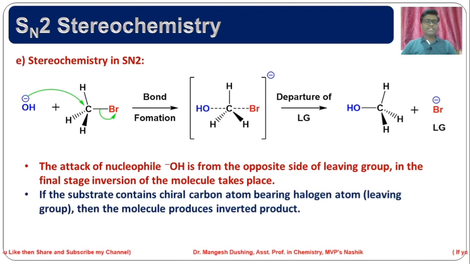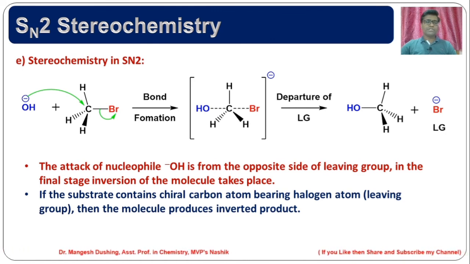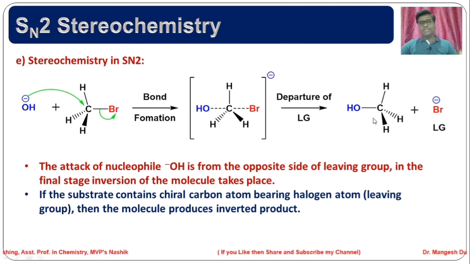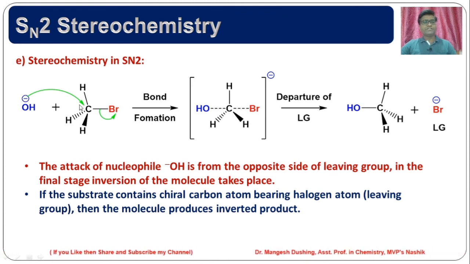So if this substrate contains a chiral carbon bearing a halogen atom as the leaving group, then the molecule produces an inverted product. Suppose this chiral carbon has R stereochemistry, then the nucleophile comes from the back side, so there will be inversion of configuration. It's like the inversion of an umbrella. In the rainy season, in high wind, the umbrella gets flipped, inverted. So this is called inversion.